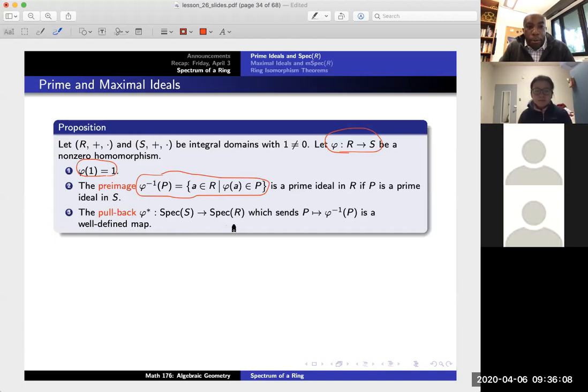So what we define now is actually a map on the spectra. This says that we have a well-defined map on the spectrum of S to the spectrum of R that sends a prime P in S to a prime phi inverse P in R. Again, this is kind of a weird thing because the directions are getting reversed. If I have a ring homomorphism that goes from R to S, I actually have a map that goes from spec S to spec R. So the arrows get reversed here. Any questions on this before we try to skim over the proof here?